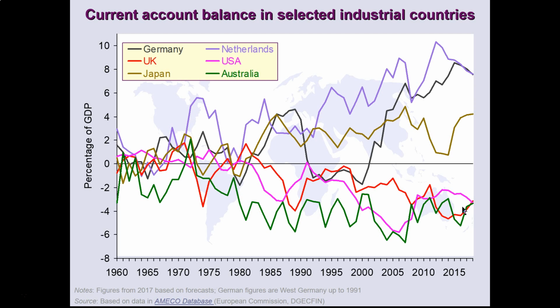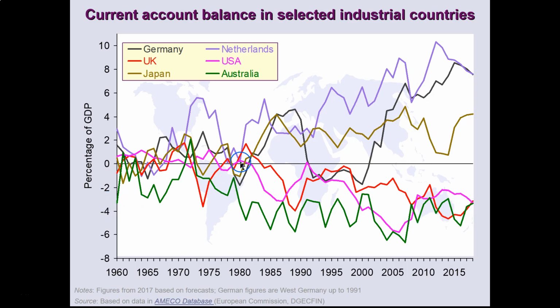Some other countries are running deficits too. For example, the country shown in green, which is Australia, and the pink country, which is America, the United States. Some other countries, for example, this one shown in purple or in lilac, the Netherlands, was running a current account surplus for all this period. And Germany too, they are running quite significant current account surpluses of about 8% of GDP, while we are in deficit of about 4% of GDP.